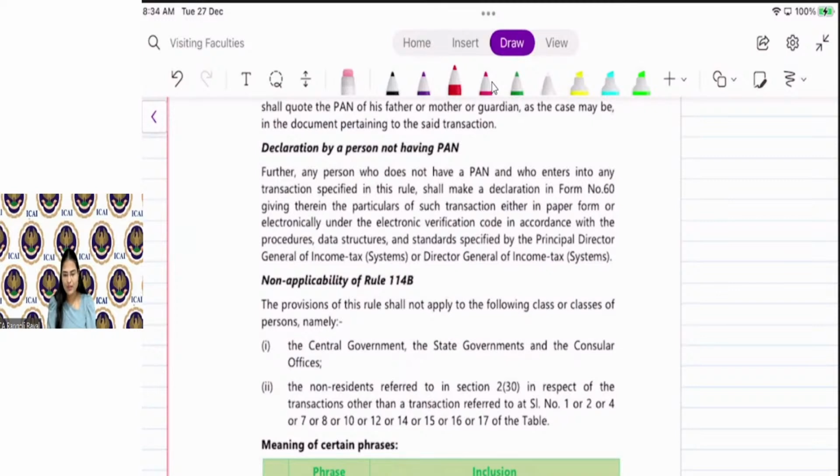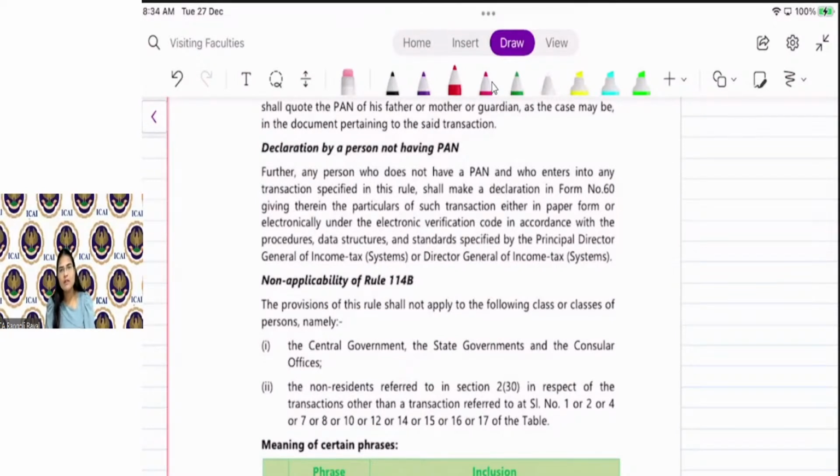No, see, at the deposit slip, you have to mention your PAN. Okay. Somesh, I am audible to everyone. Please check your connectivity or your device.